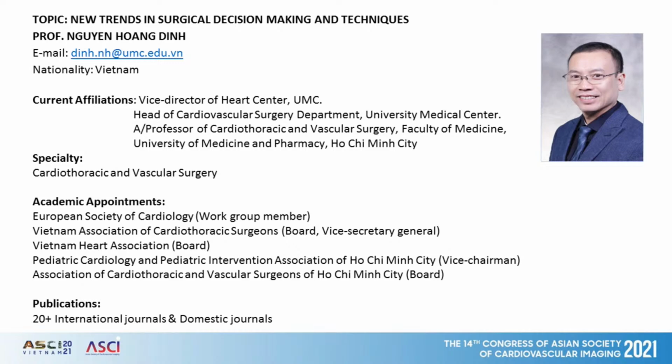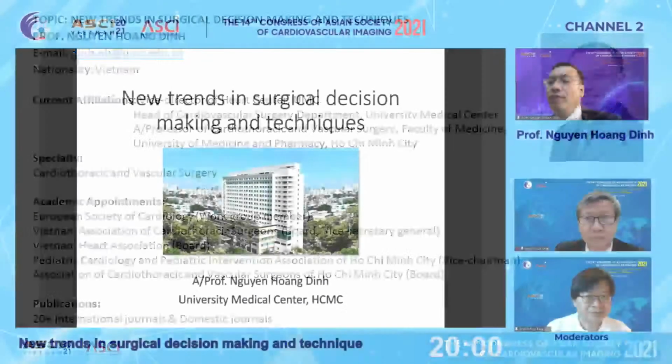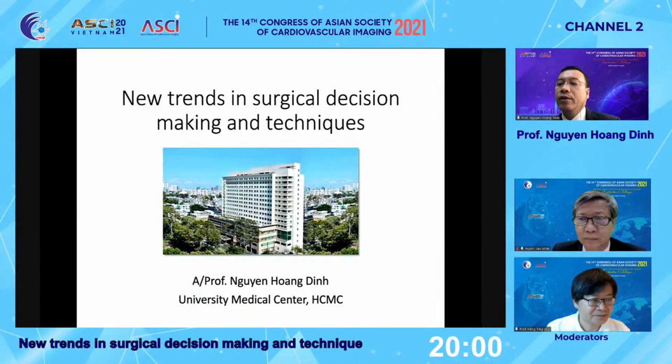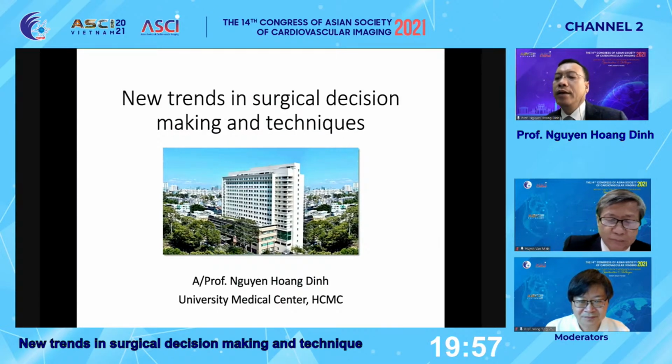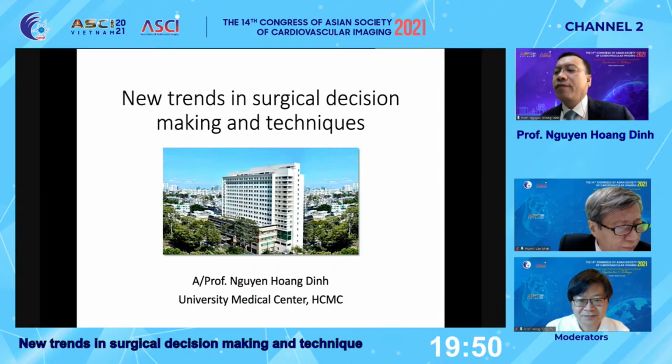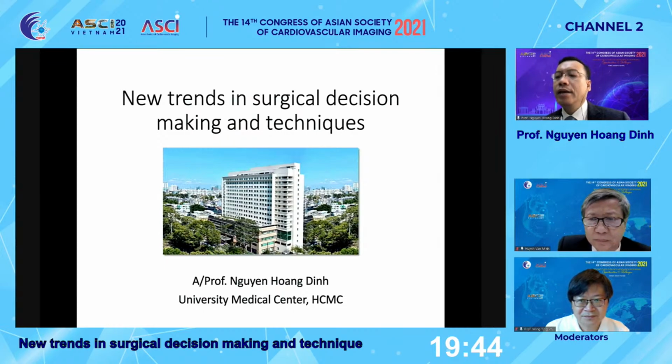Chairman and dear colleagues. Many thanks to the organizing committee for the invitation to speak at your excellent congress. My name is Nguyen Hoang Dinh. I'm a cardiovascular surgeon from University Medical Center in Ho Chi Minh City. I was asked to talk about new trends in surgical decision making and techniques. This is a very broad topic, so I'd like to focus on the decision-making and techniques involving acute type A aortic dissection, especially with malperfusion. It is a very fatal and complex disease.